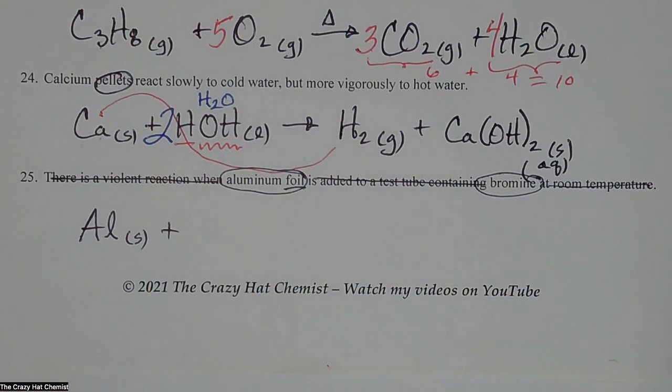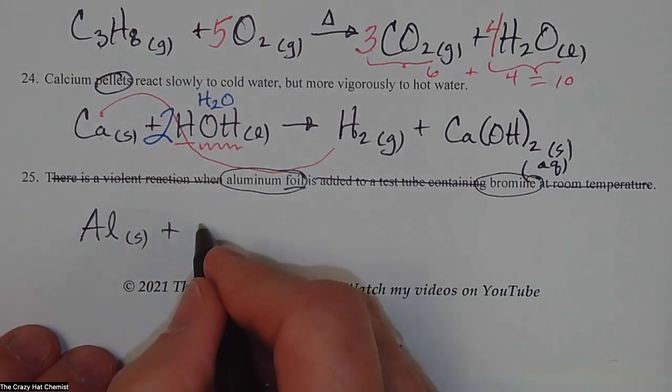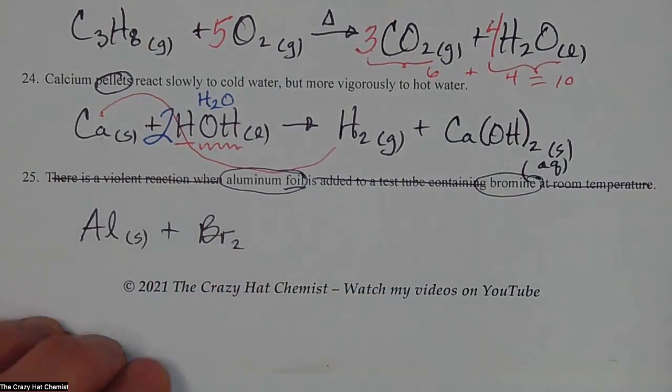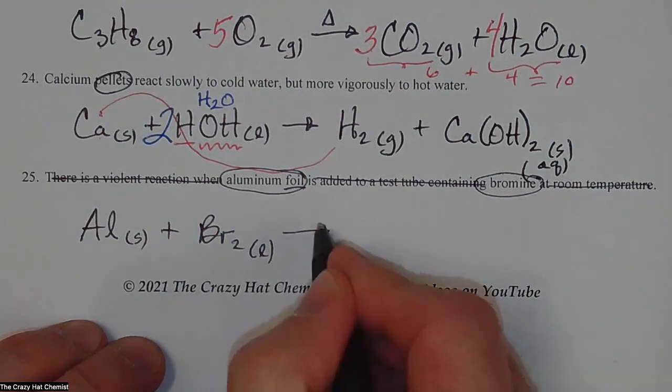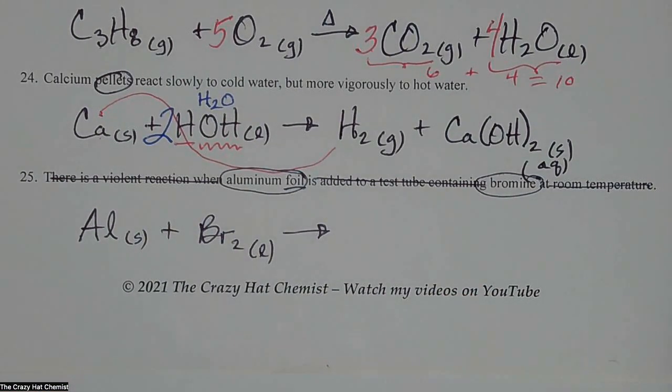Hopefully you know that bromine is one of those diatomics. So it's Br2, and bromine is a liquid. All right, fantastic. And then this is a combination reaction.